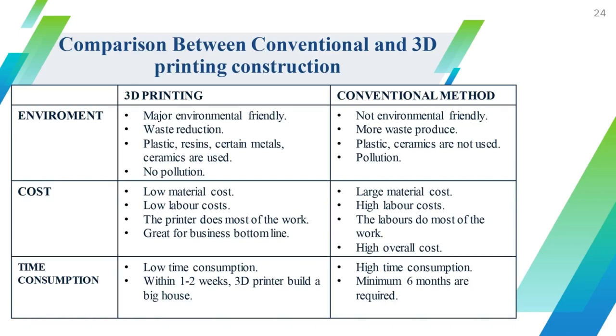3D printing technology has low material cost, whereas the conventional method requires larger material cost. Second, 3D printing technology requires low labor cost, whereas the conventional method requires high labor cost. With 3D printing, the printer does most of the work, whereas in the conventional method, labor does most of the work. And the last, 3D printing technology is greater for the business bottom line, whereas for the conventional method, overall cost is high.